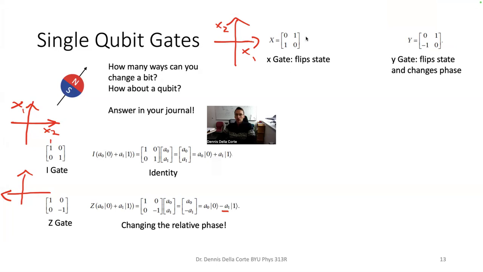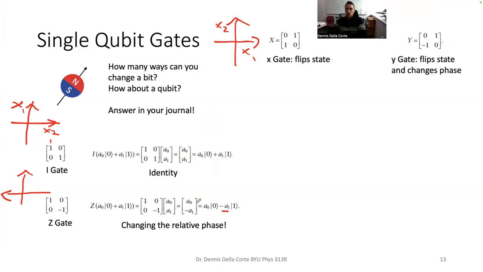So it will change the coefficients between the two. And then lastly, we have the one where it switches the coefficients and gets your minus sign, the Y gate.